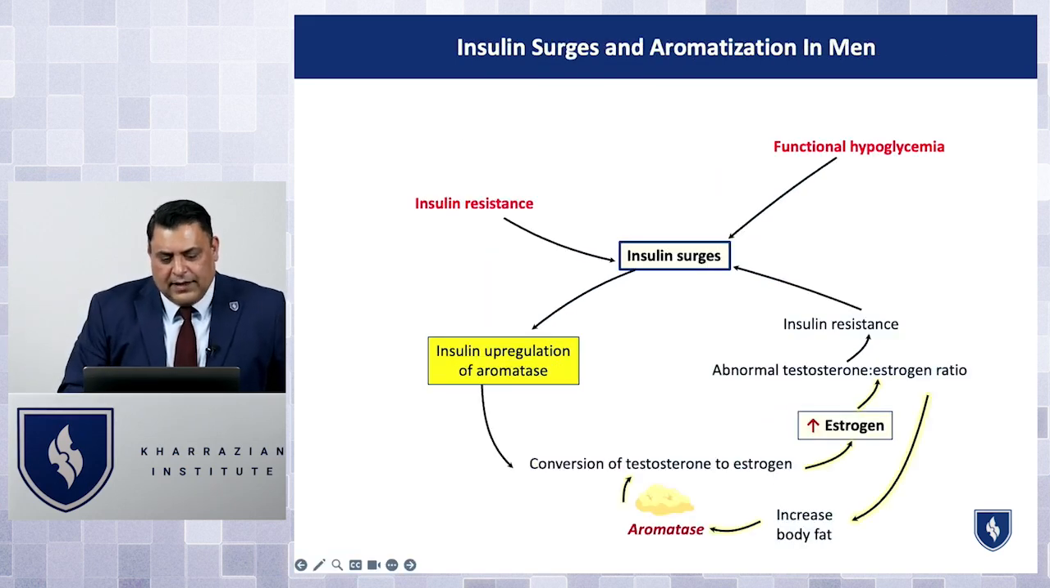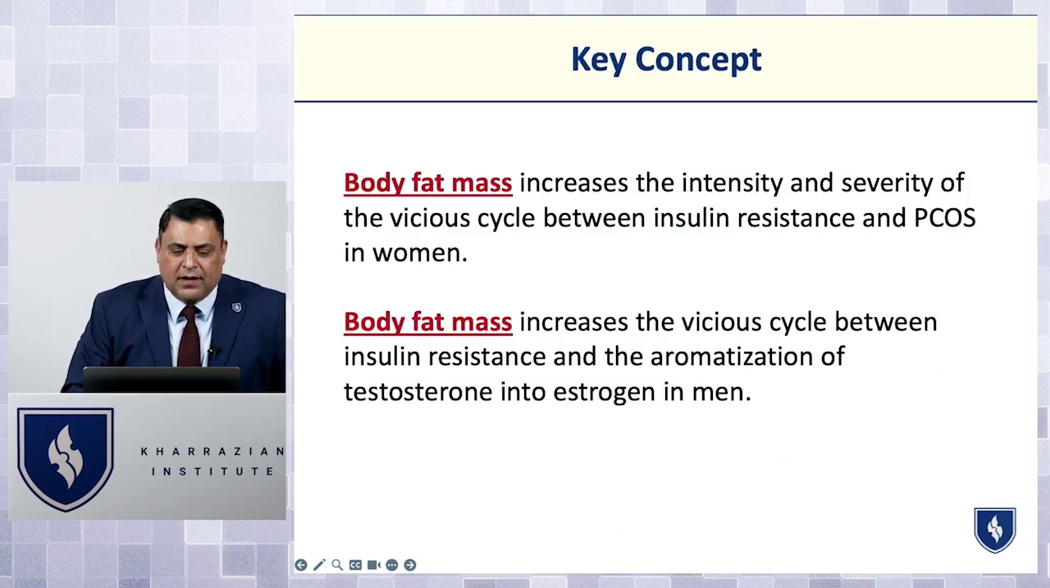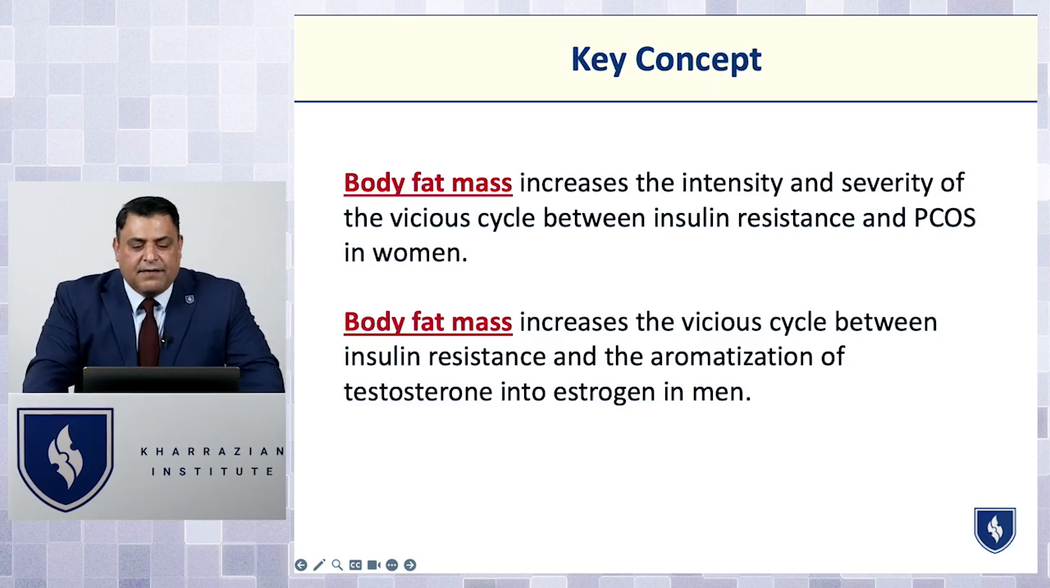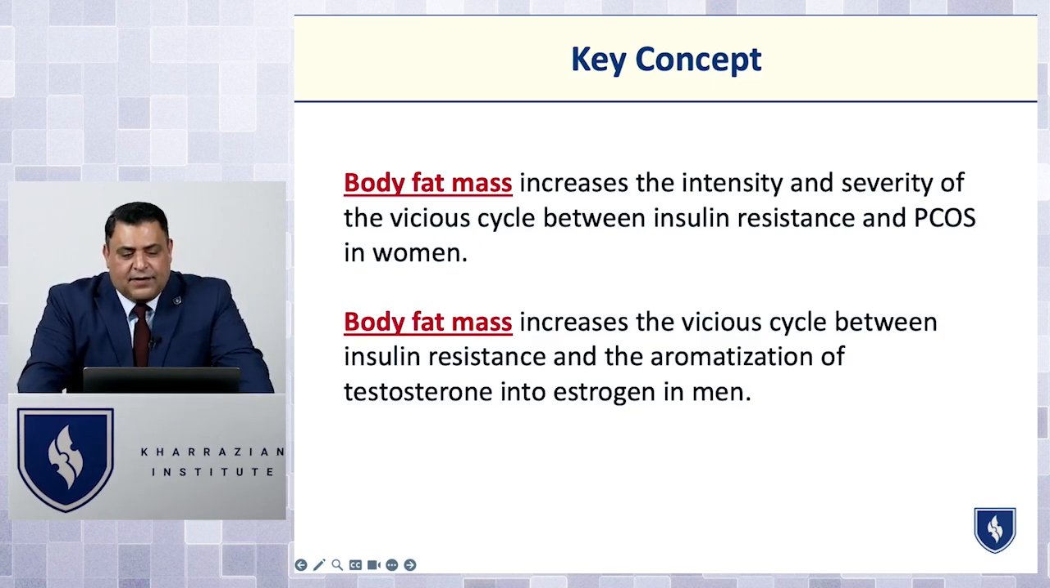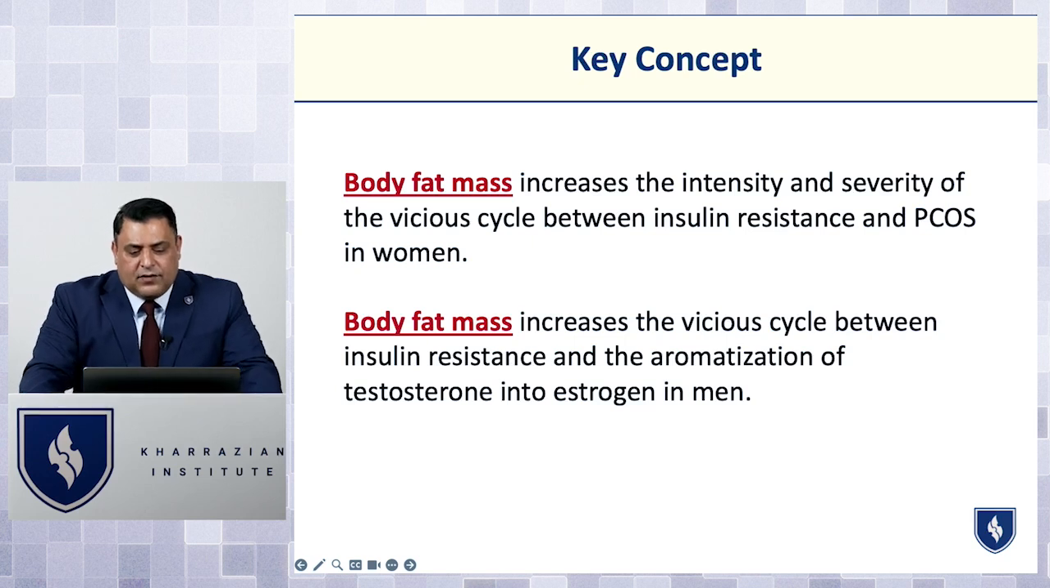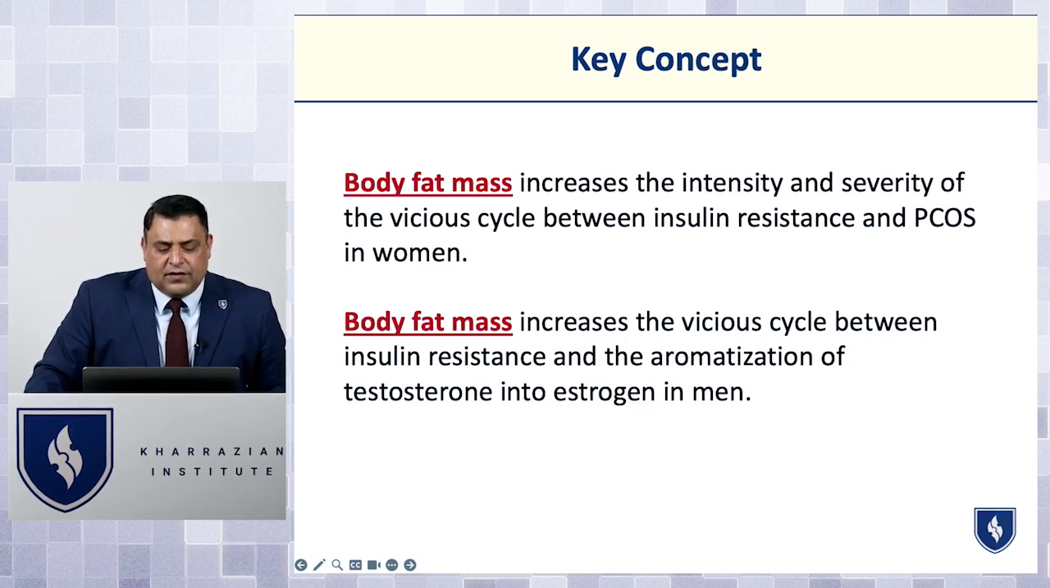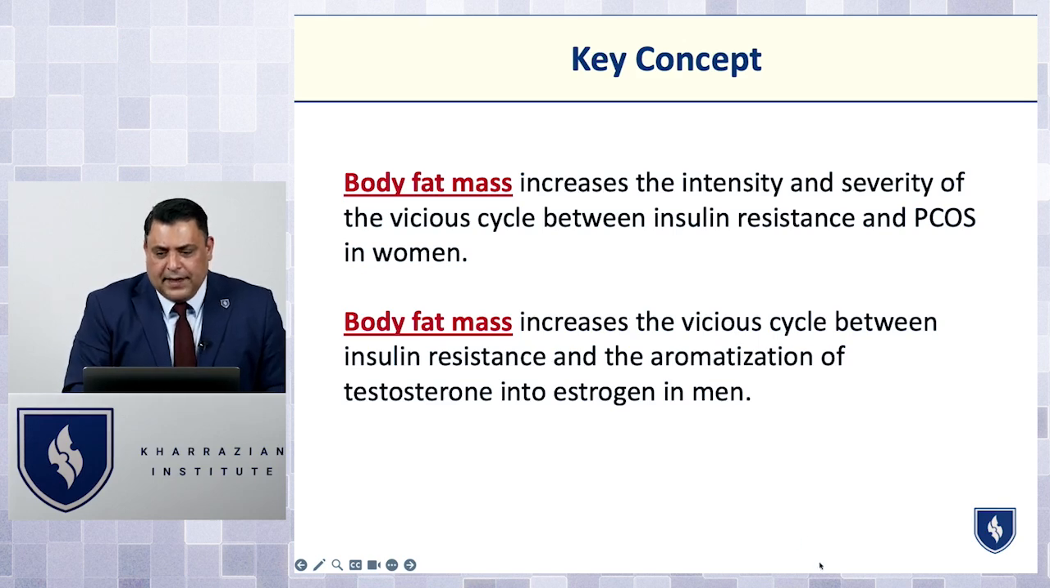Same with men. As men get aromatization issues, they get more and more body fat, and the vicious cycle gets much, much harder to break. Okay? So key concept: body fat increases the intensity and severity of the vicious cycle between insulin resistance and PCOS in women. Body fat mass increases the vicious cycle between insulin resistance and aromatization of testosterone into estrogen in men.